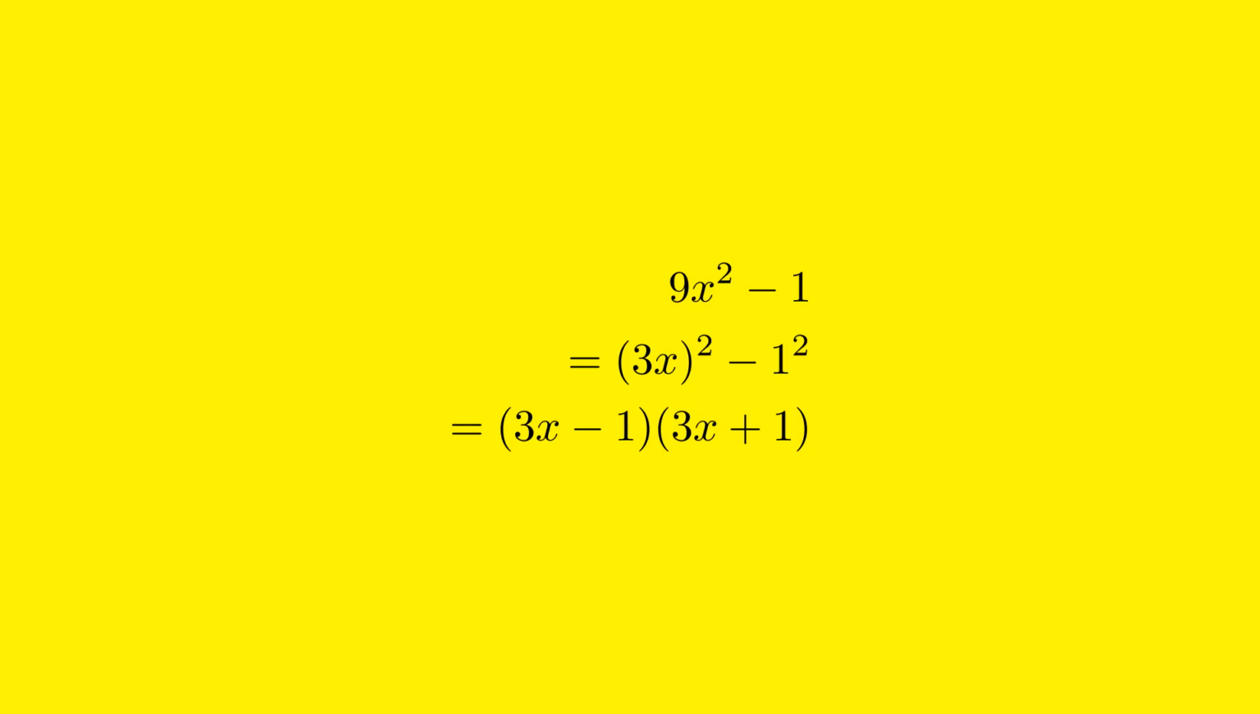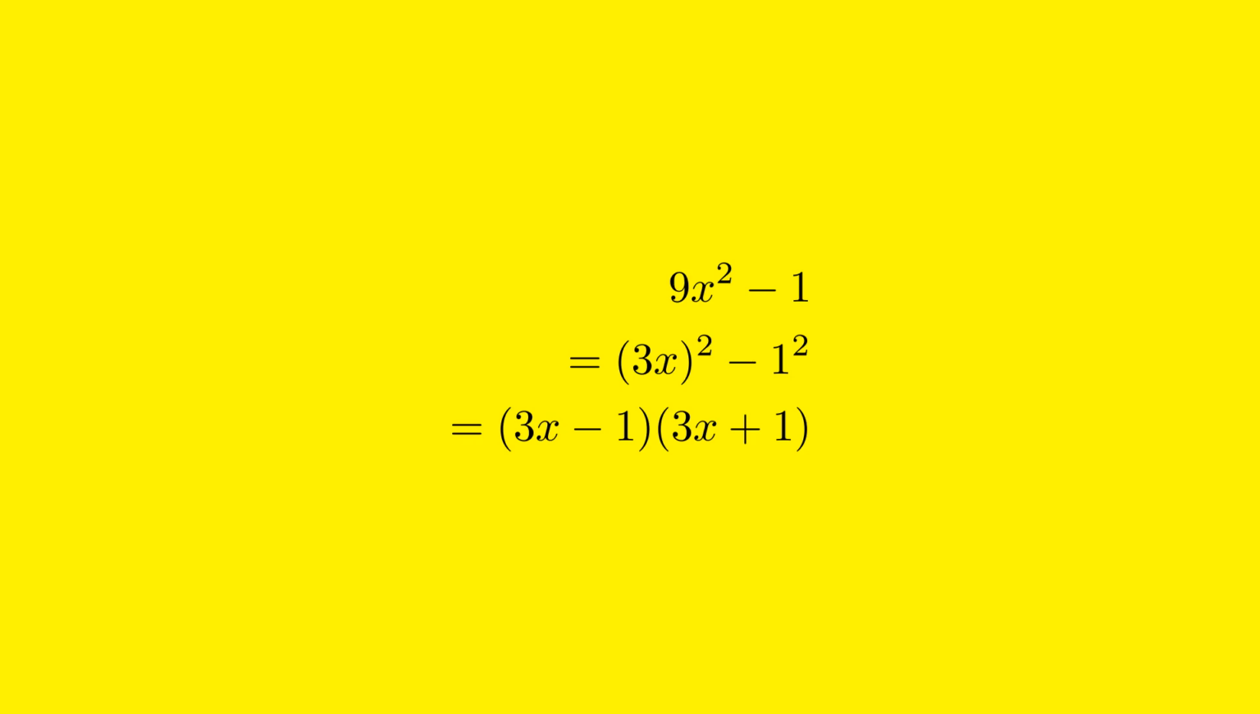To factor 9x squared minus 1, look for a special form called a difference of two squares. A difference of two squares is an algebraic expression of the form a squared minus b squared, and it can be factored into the product of (a minus b) times (a plus b). In the case of 9x squared minus 1, notice that this is a difference of two squares. That is, 9x squared is (3x) squared, and 1 is 1 squared. So we can rewrite the expression as (3x) squared minus 1 squared.